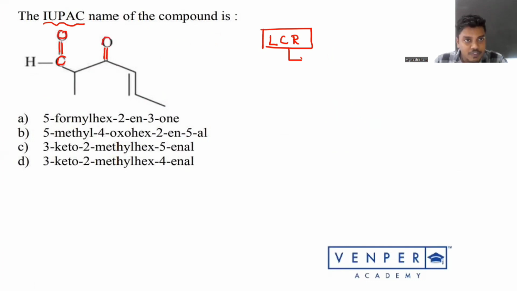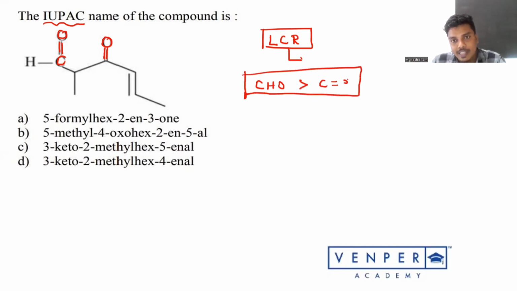Aldehyde and ketone. Now, which has preference? Listen, if a molecule contains two or more functional groups, the primary functional group is considered the functional group and the secondary functional group is considered a substituent. Between aldehyde and ketone, the aldehyde is the primary functional group compared to ketone. Therefore, the ketone is considered a substituent and the aldehyde is considered the functional group.